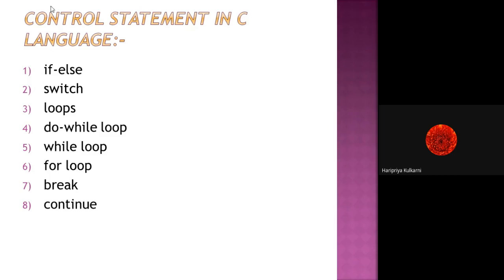The next controlling statement is switch. A switch has many cases. When we have n number of cases and any one of them is selected at a time, then we go for switch. Next are the loops.